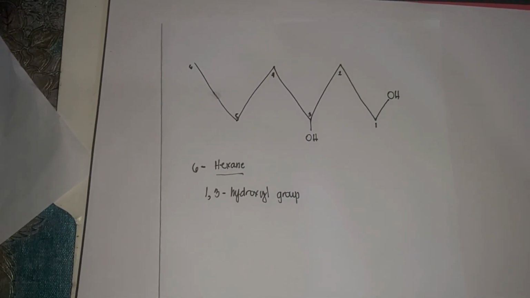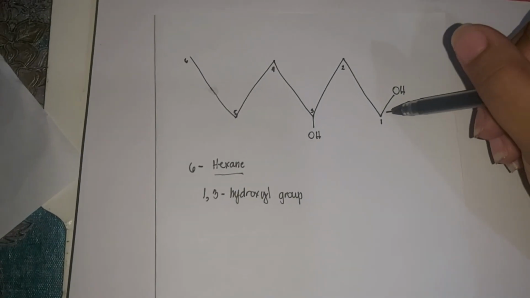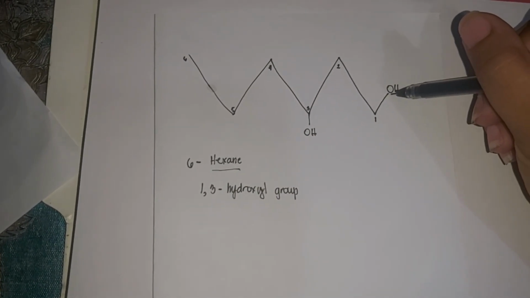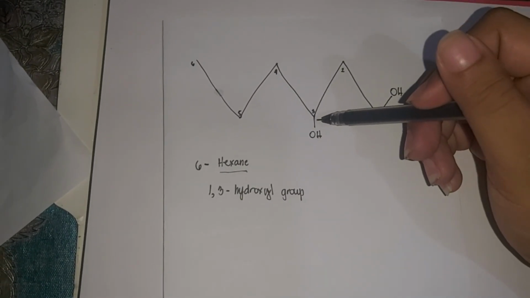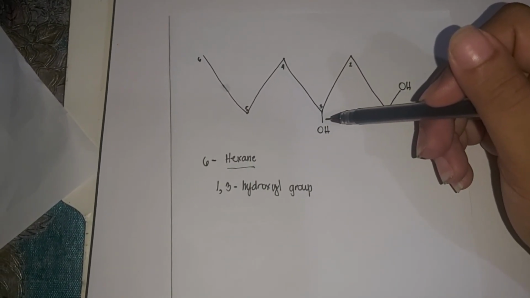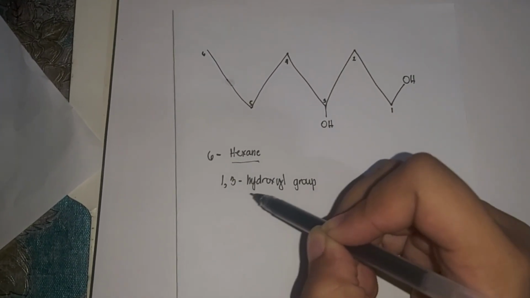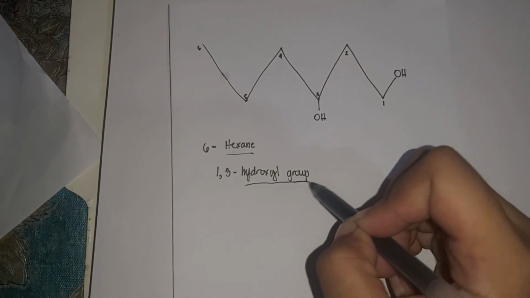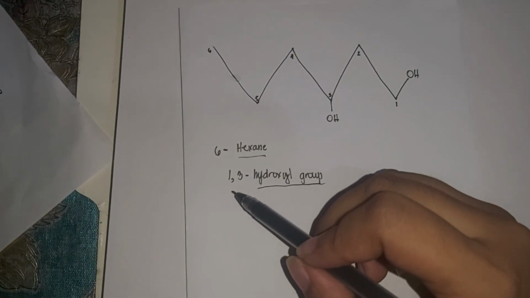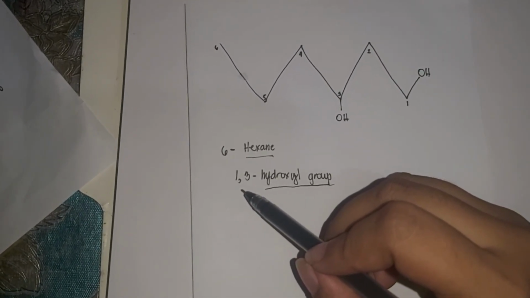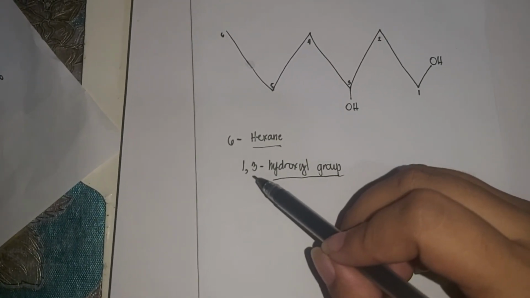Next is to locate any substituent. We have a hydroxyl group in carbon 1 and a hydroxyl group in carbon 3. So we write 1,3-hydroxyl. It means that there are hydroxyl groups in carbon 1 and carbon 3.